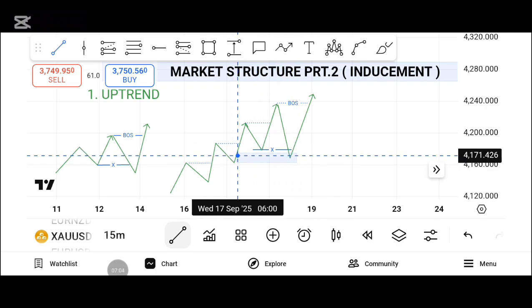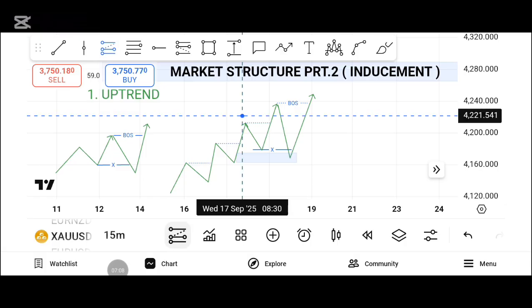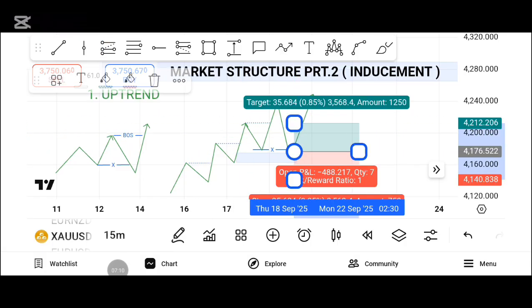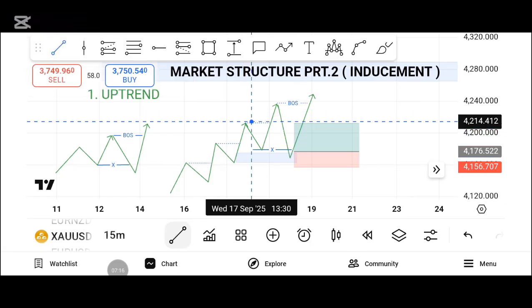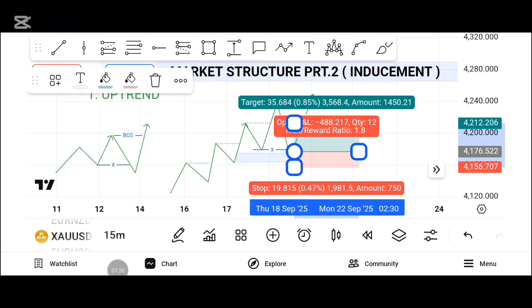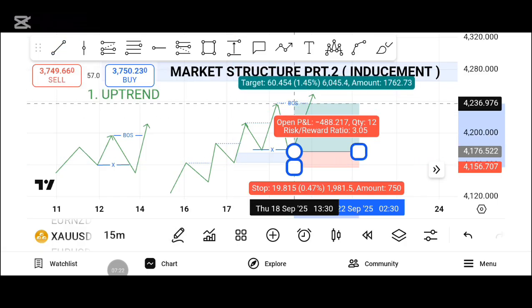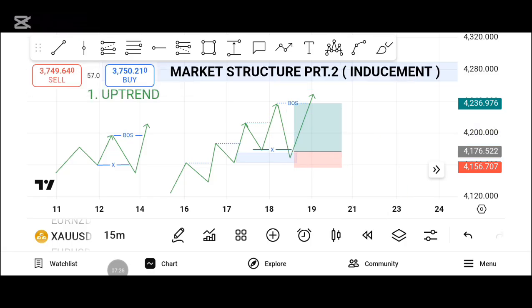Then we can buy from here, directly from this zone. Bring out your long position and buy from here. Put a stop loss just a little bit below this low. Target your recent high, which is this. So this is how you would take this trade.